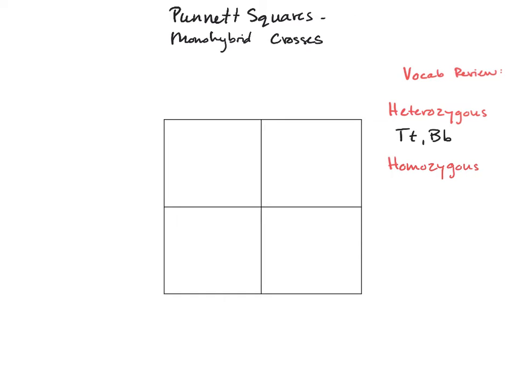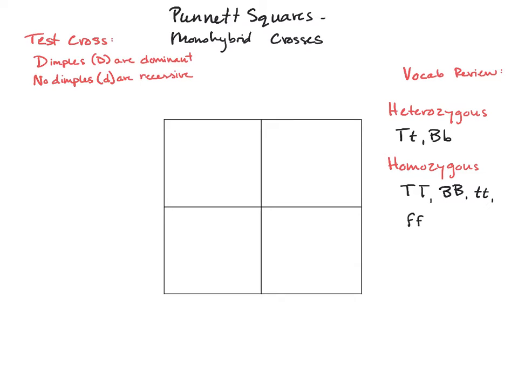Homozygous genotypes, on the other hand, have two alleles that are the same. So you could have capital T, capital T for a homozygous genotype, or capital B, capital B. You can also have lowercase genotypes. You could have small t, small t, or small f, small f. So any of those pairs of letters that are the same are homozygous genotypes.